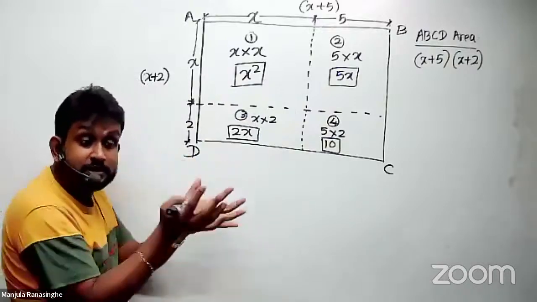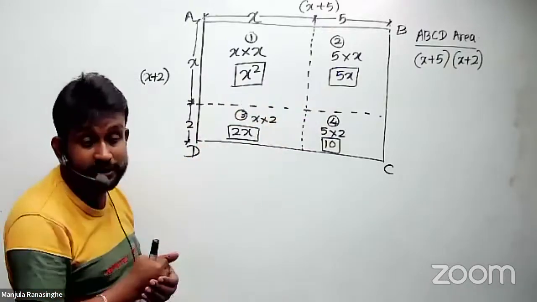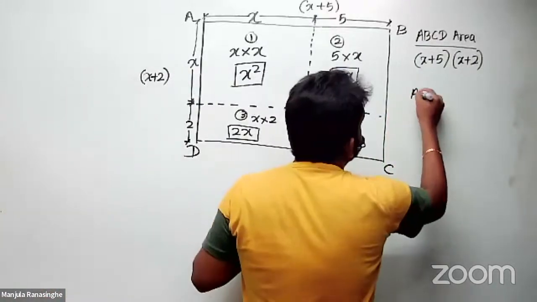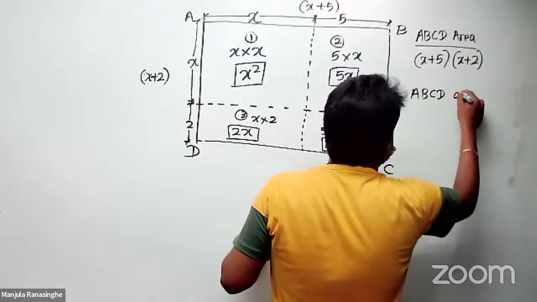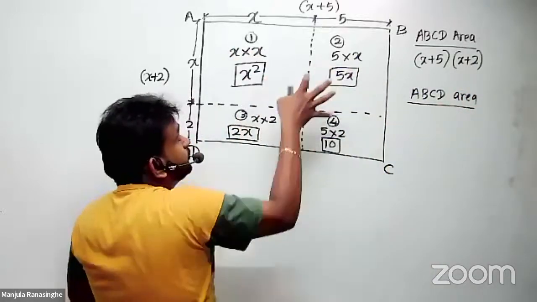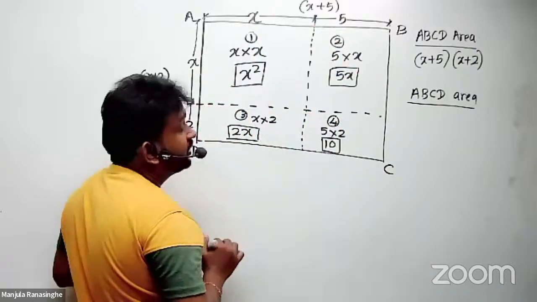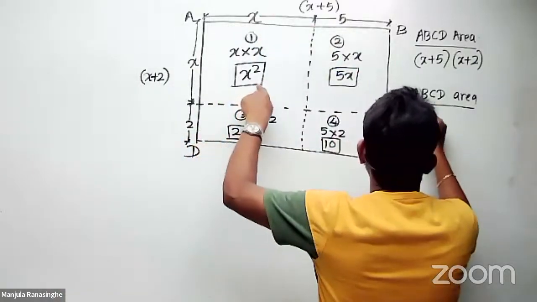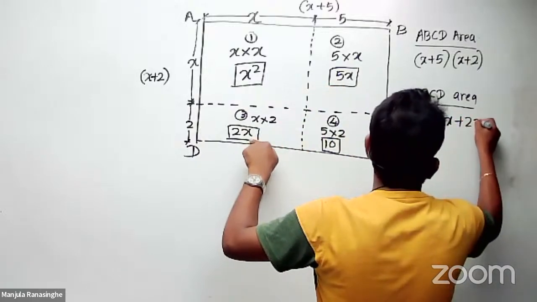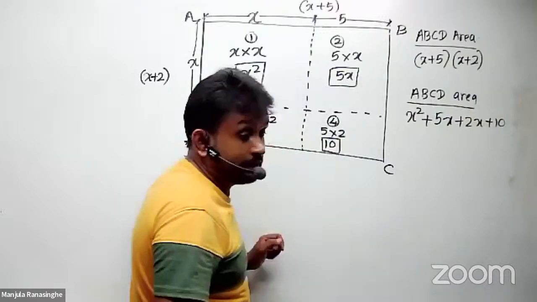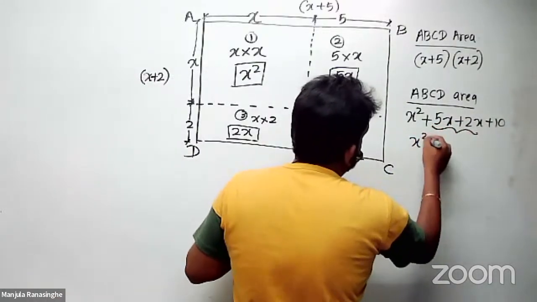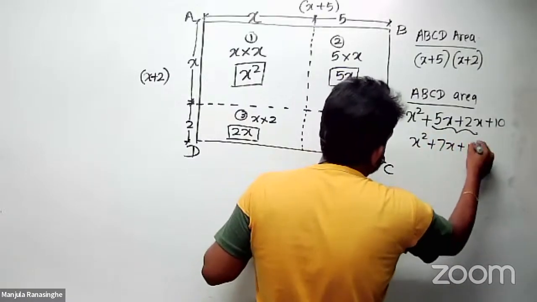So when we add these four parts, that also gives the area of ABCD. So in another way, I write the ABCD area as the sum of these four pieces. Right, when these four are added, the rectangle is formed. So the sum of the area is x squared plus 5x plus 2x plus 10. Okay, now I can add the like terms 5x and 2x. So x squared plus 7x plus 10.